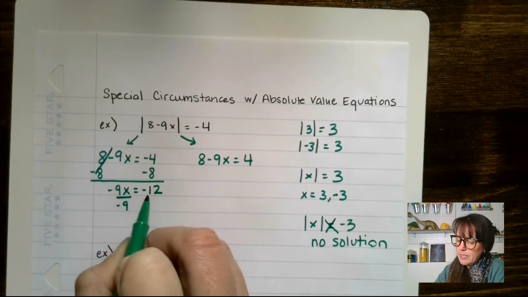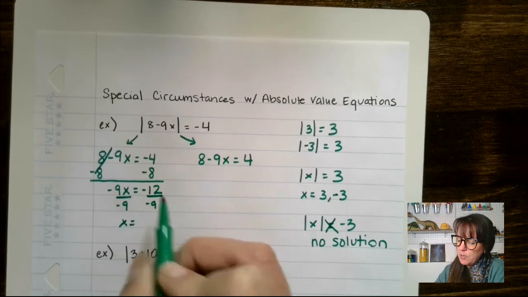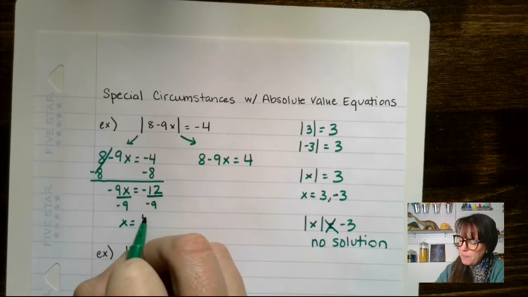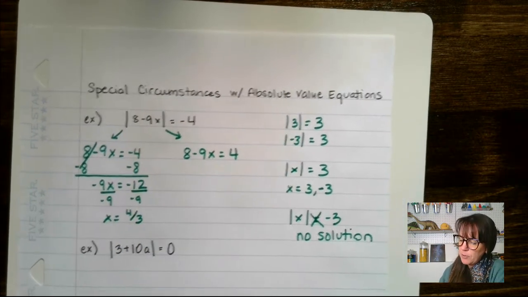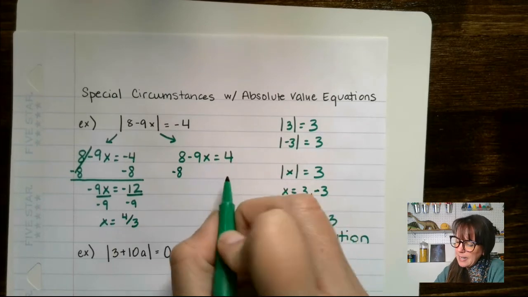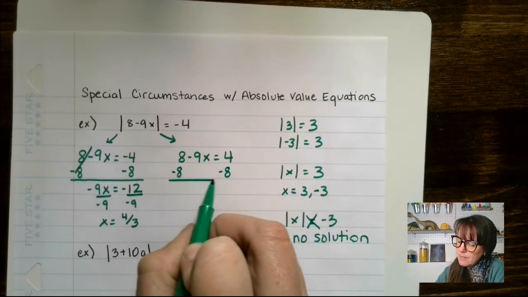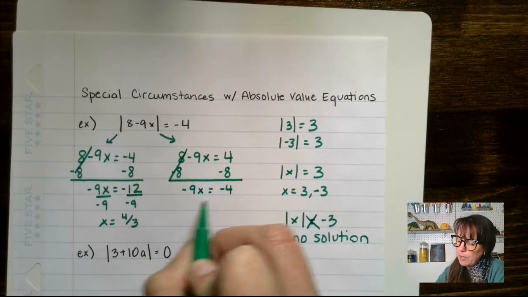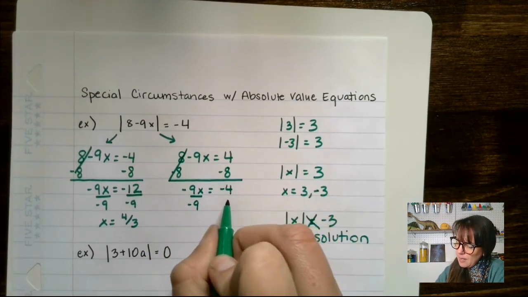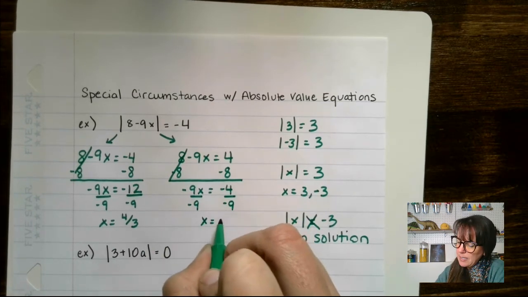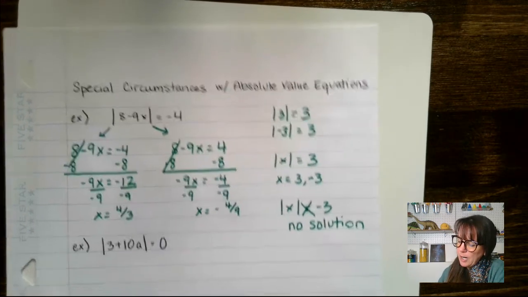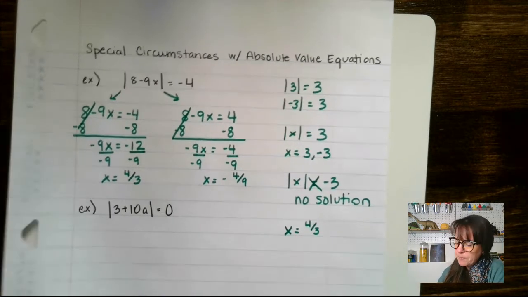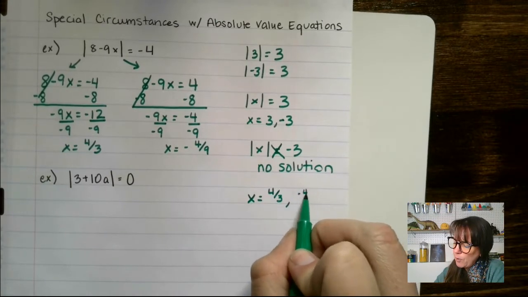If I were to solve these equations, I get negative 9x equals negative 12. Divide by negative 9, divide by negative 9. X equals, the negative divided by negative is a positive, and if I divide both those by 3, I get 4 over 3. Now on this side, if I minus 8 and minus 8, I end up with negative 9x equals negative 4. Divide by negative 9, divide by negative 9, I get x equals negative 4 over 9. Okay, so here's what we have. We have two solutions, 4 over 3, and negative 4 over 9.